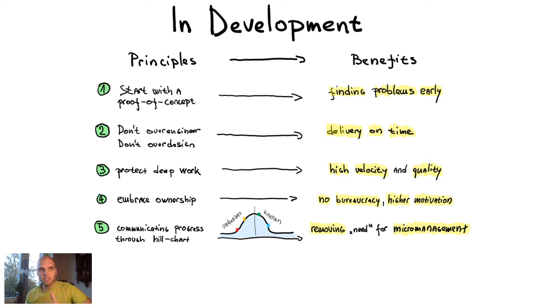So first, maybe a little bit different from usual development. In ShapeUp, they recommend that the developers should start with a proof of concept. So how is it different from, let's say, normal development?